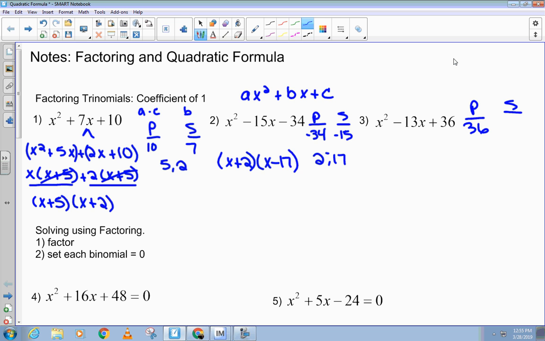My product is 36. Make sure you get the right signs. What's my sum? Negative 13. So what's going to multiply together to give me 36 and add together to give me negative 13? Well, 9 and 4 will give me 36, but not negative 13. What do I need to change? Negative 9 and negative 4, right? That multiplies together to give me a positive 36 and adds together to give me a negative 13. So I can use my shortcut and do x minus 9 times x minus 4.